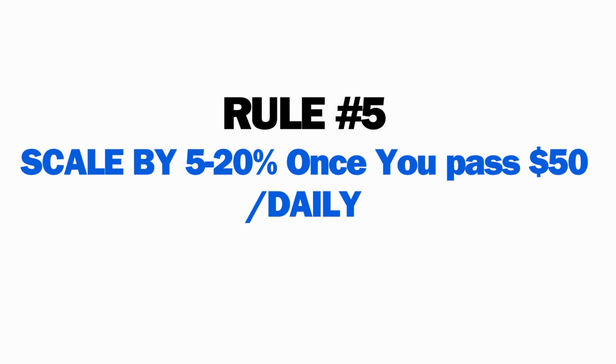Rule 5. Scale by 5 to 20% once you pass $50 per day budget. You are going to scale by 5 to 20% every 48 hours once you pass $50 daily spend on an ad set or campaign. So what this means is, if you have a campaign or ad set with a daily budget of $5, you can double that to 10, or 15 to 30, 20 to 40, or 10 to 20.